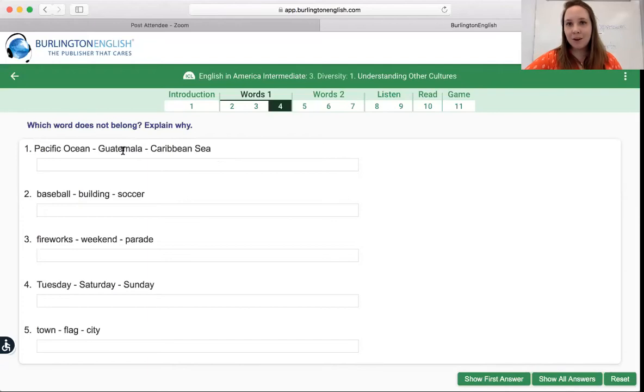Guatemala does not belong because it is a country, and the Pacific Ocean and the Caribbean Sea are both types of water. So for the rest of these, I'm going to read through them, and I want you to write the answer on a piece of paper and tell me why. Why doesn't it belong? Okay, so tell me which one doesn't belong and why it doesn't belong. Okay, number 2, we have baseball, building, and soccer. Which one does not belong?